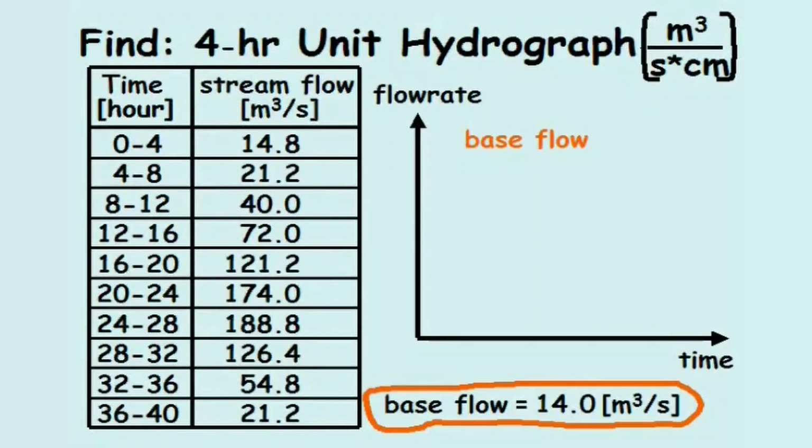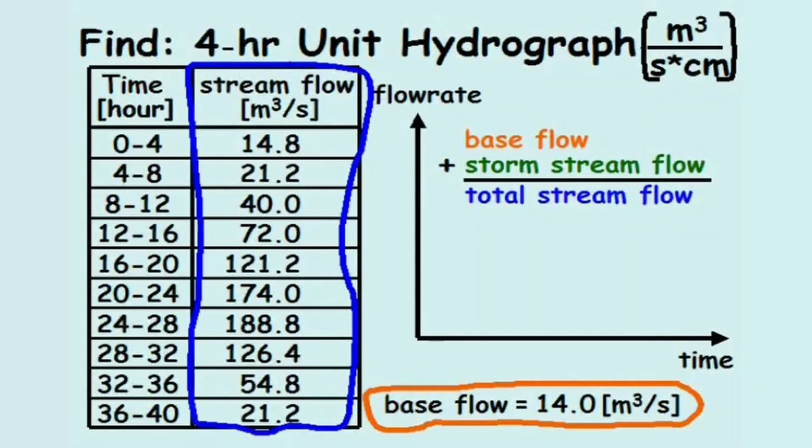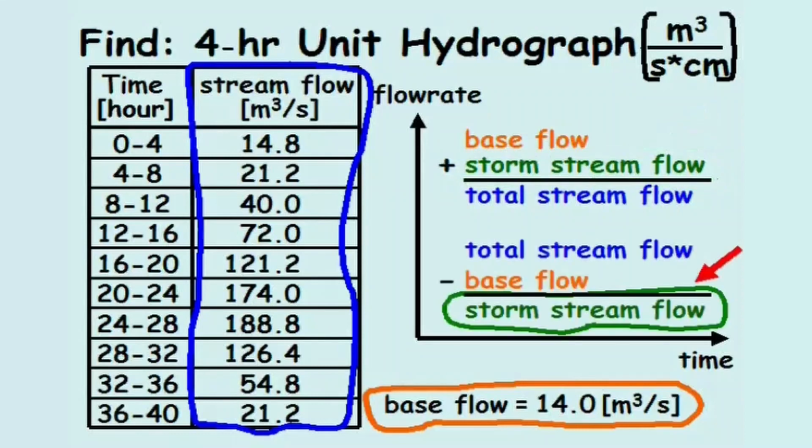The base flow rate in the stream plus the excess stream flow caused by the rainstorm equals the total recorded stream flow. To develop the hydrograph, we're interested in the stream flow generated by the storm only. Therefore, we can subtract the base flow from the measured stream flow to determine the stream flow data from the storm only.